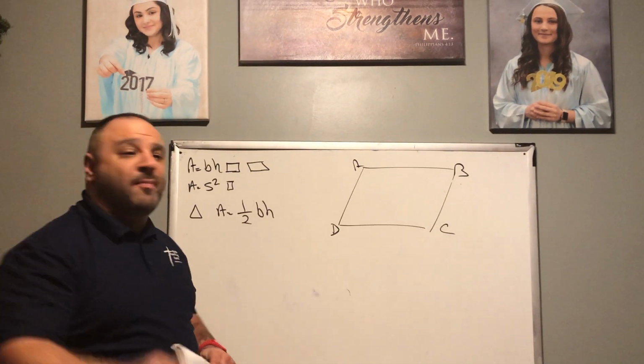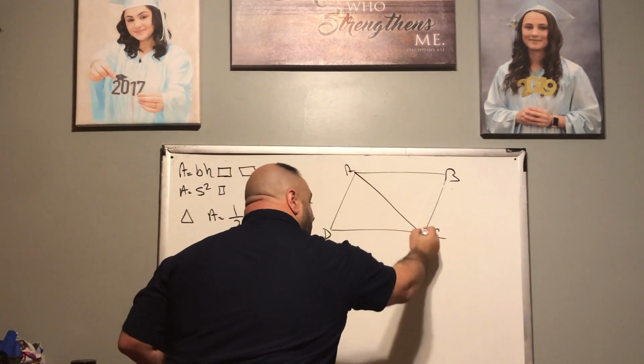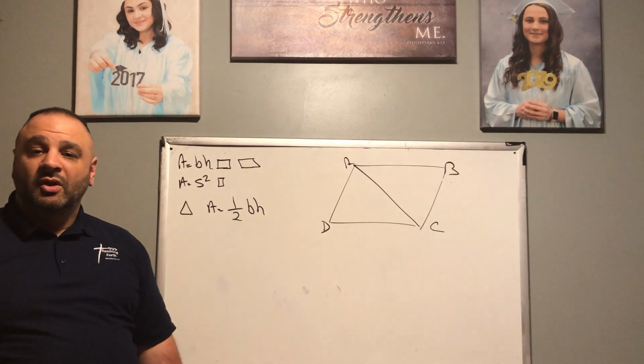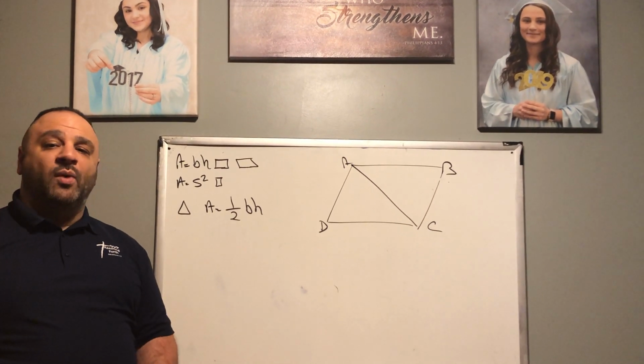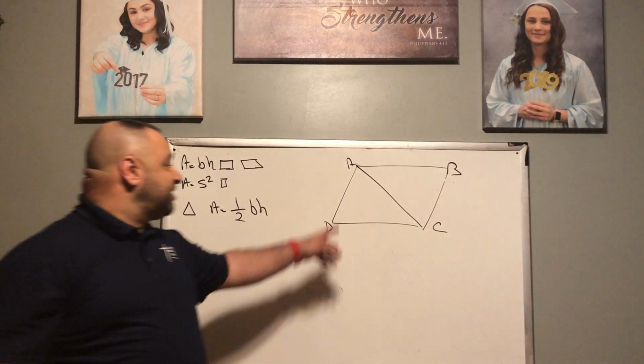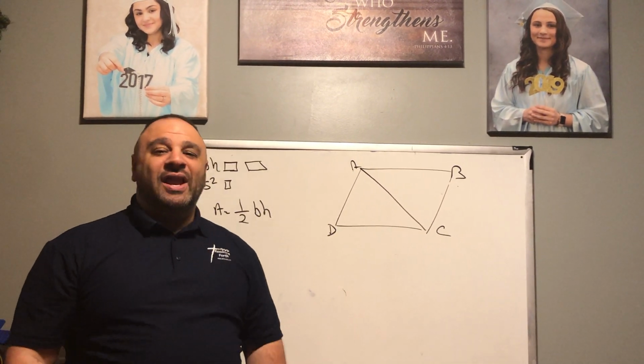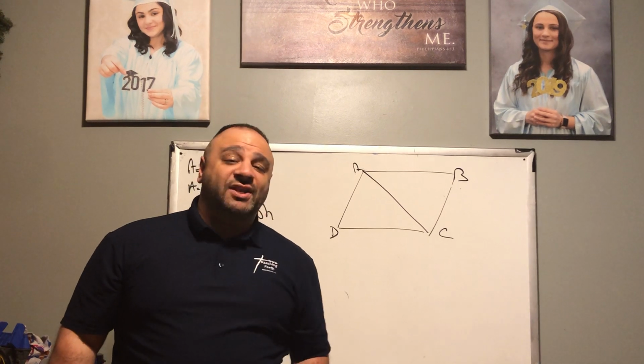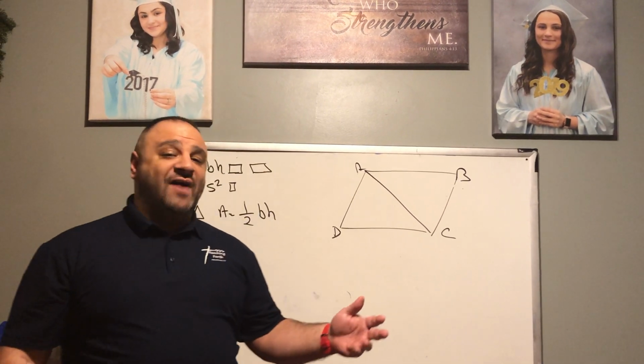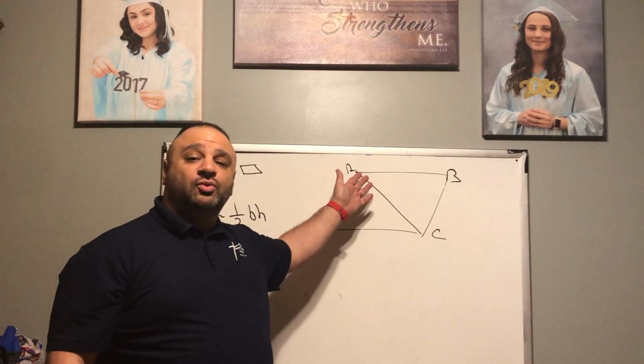Now, does anyone remember what that line is called? Gabe, what is that line called? And then we'll have Fausto follow up. What is this line called here? A diagonal. Very good. And what does a diagonal do? Katie Strzelecki, then have Gianna follow up. What does a diagonal do to a parallelogram?